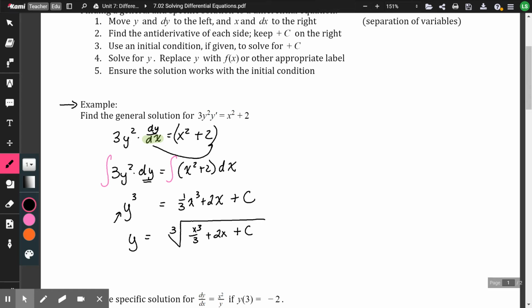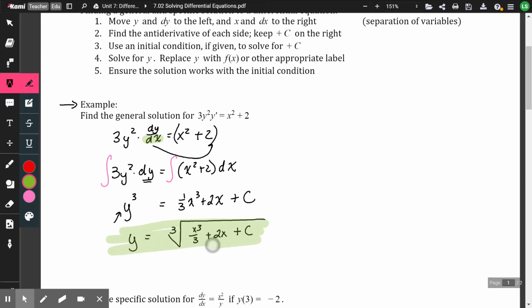The last part right here is step 5, ensuring the solution works with the initial condition. Since we didn't use an initial condition and this is just your general solution, this is as far as we're going to go. All right, so this is going to be my solution to the differential equation above.